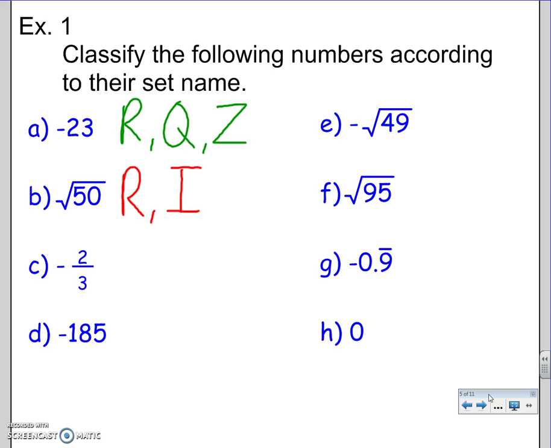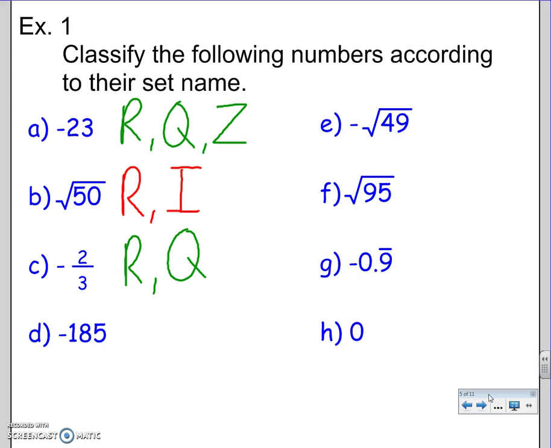C, the fraction, negative 2/3. Well, freebie is R. Then I need Q or I. Well, Q does fractions. It doesn't matter if it's negative or positive. Then I think about Z, W, N. This is not a complete number, so I stop. Just two answers there.